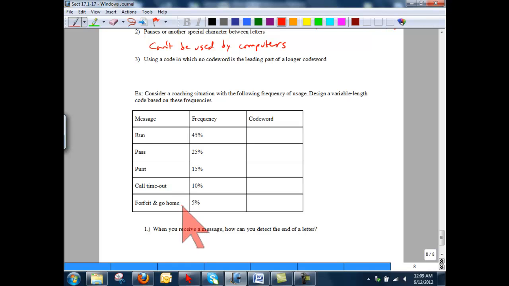I mean, when the score is 49-0 and it's the fourth quarter, what really is the point of finishing that game? We should forfeit and go home so we can do something better with our time. But that's just my personal opinion.